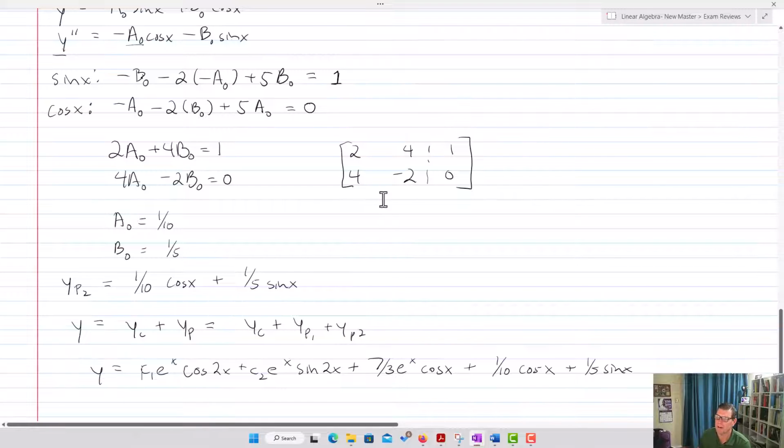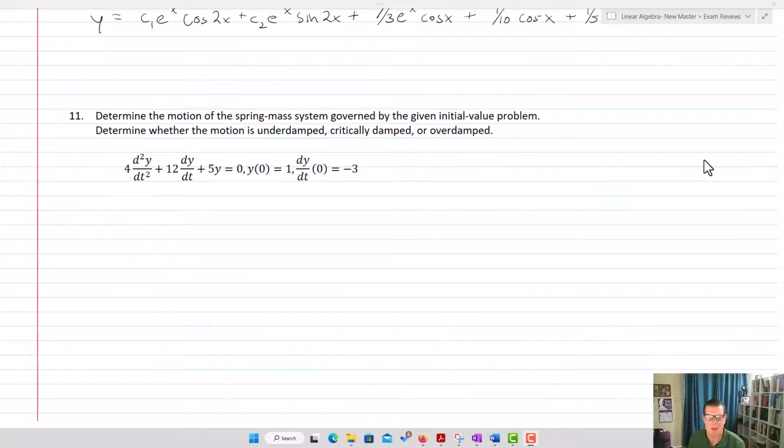Put them all together, and there we go. All right, let's determine the motion of a spring mass system governed by a given initial value problem. And we're going to determine whether or not the motion is underdamped, critically damped, or overdamped. So I've got 4 d squared y dt squared plus 12 dy dt plus 5y equals 0. And then I've given initial conditions that y of 0 equals 1 and dy dt of 0 equals negative 3.